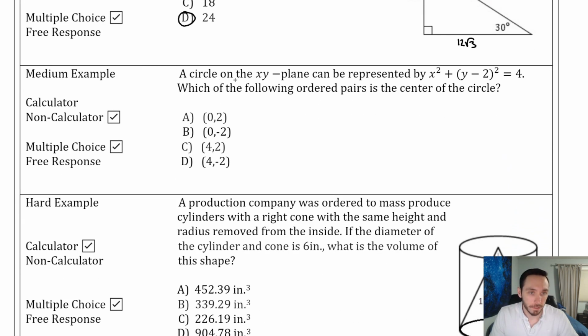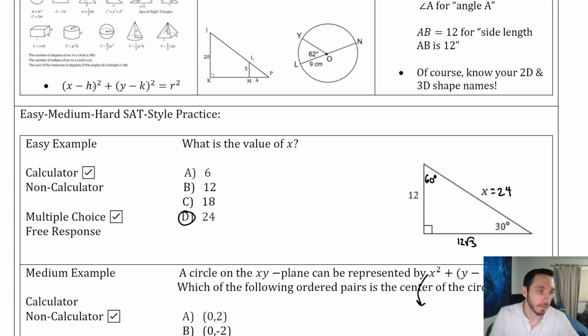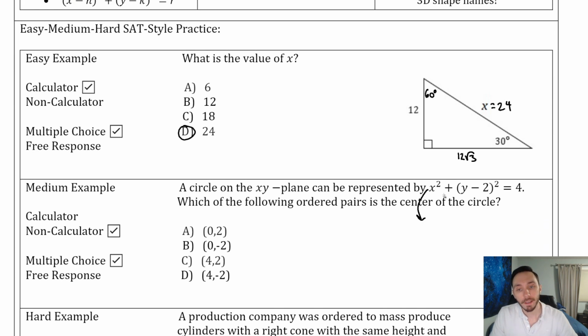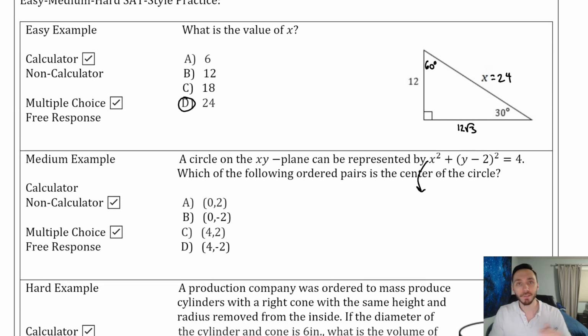Okay, next one. A circle on the xy plane can be represented by this equation. Which of the following represents the center? So I intentionally wrote this to be a little tricky. We see the default form of a circle is x minus h all squared plus y minus k all squared is equal to r squared. You don't see any h. If there is a lack of presence of a number, what number numerically represents lack of presence? 0, right? It's not there.